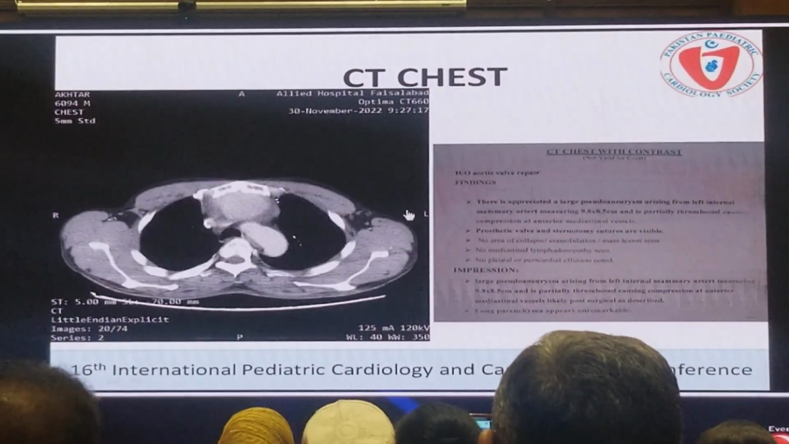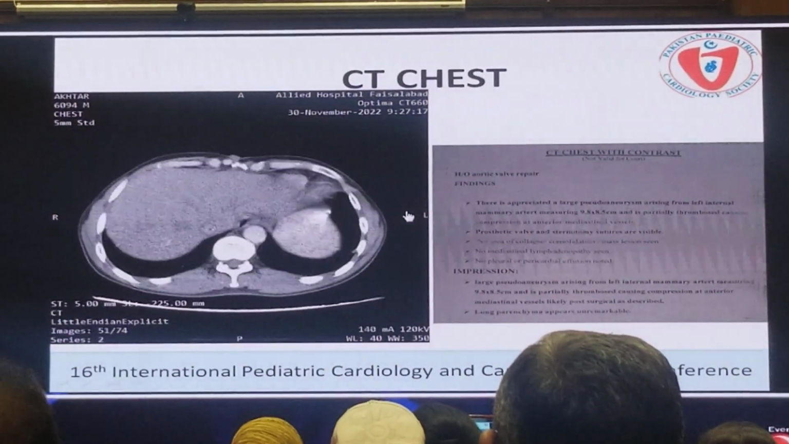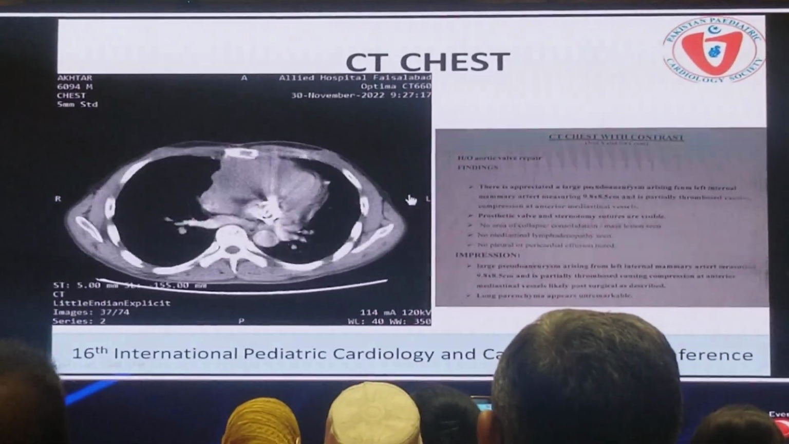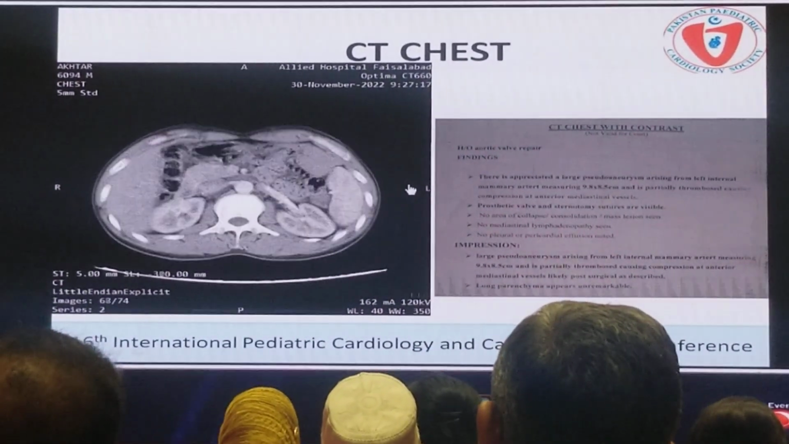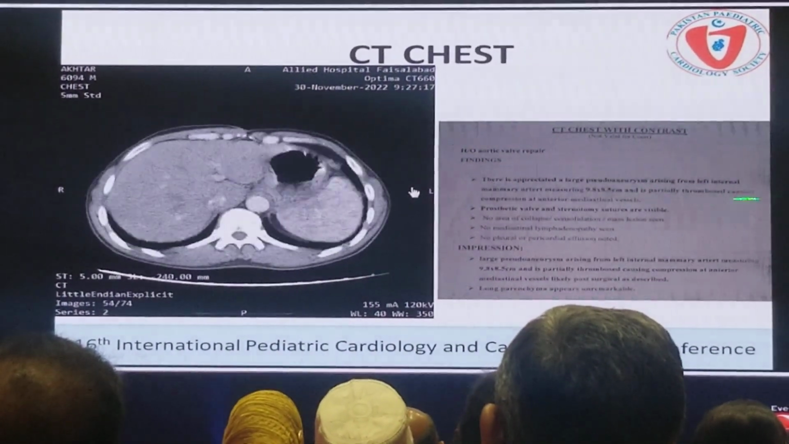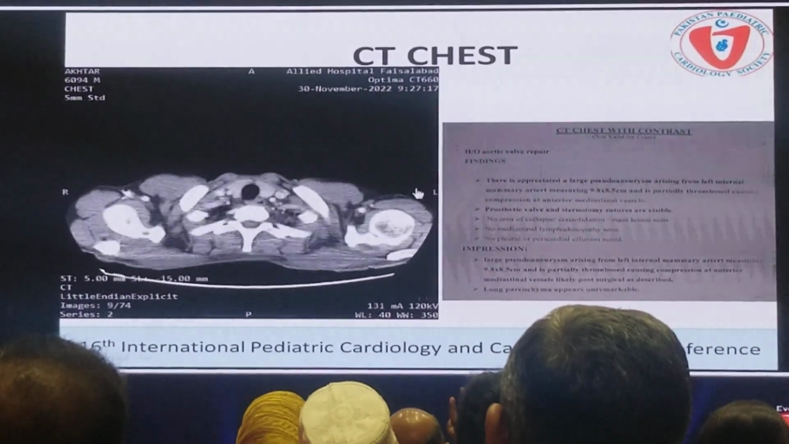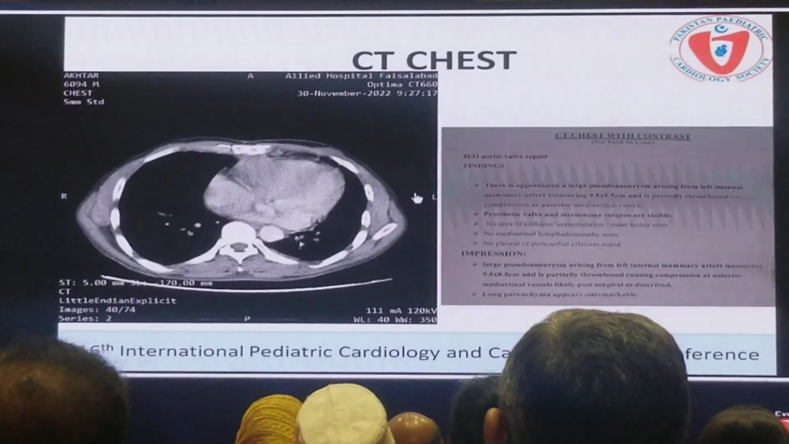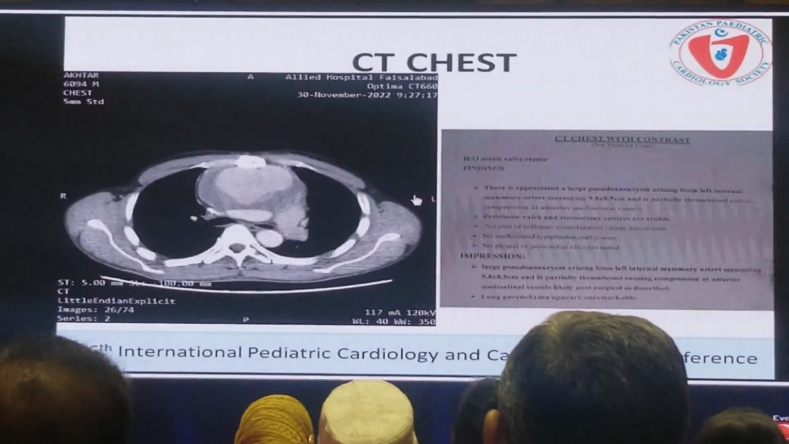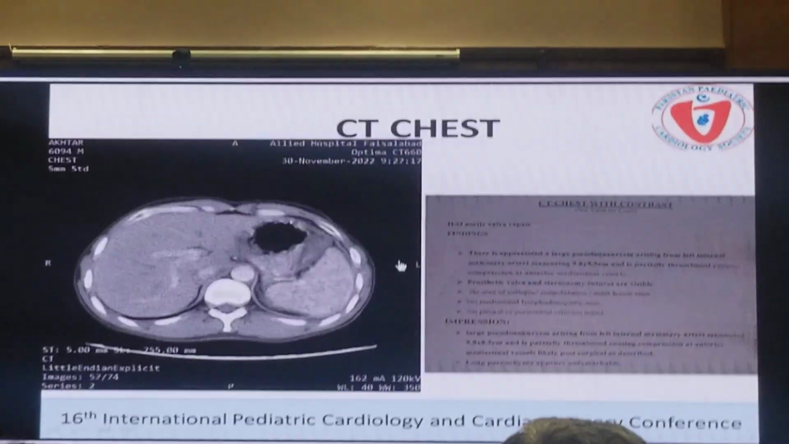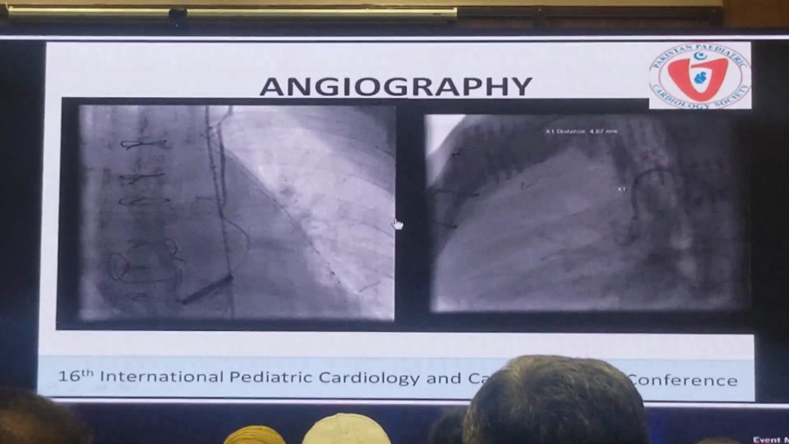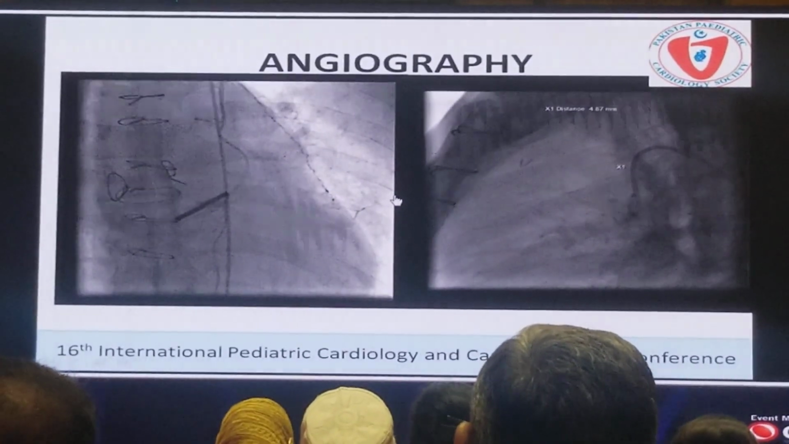So we did CT angiography, and that showed an upper and middle mediastinal mass, but the CT report was showing a pseudoaneurysm of the left internal mammary artery. So we decided to catheterize the patient because it was very difficult to assess on these findings. To get a true picture, we catheterized the patient.